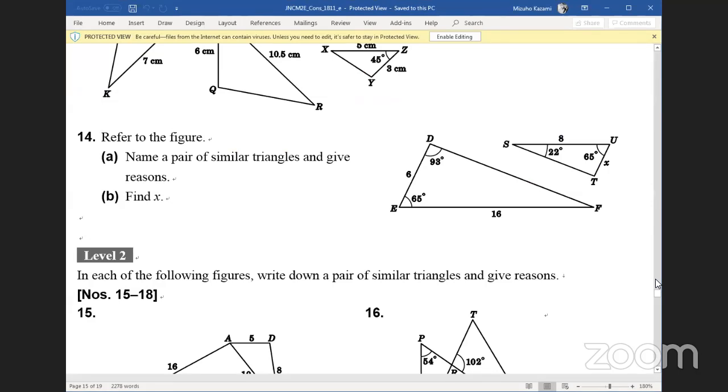Now, name a pair of similar triangles and then give reasons. This one is a bit tricky to some people because you can see that there are two sides given.